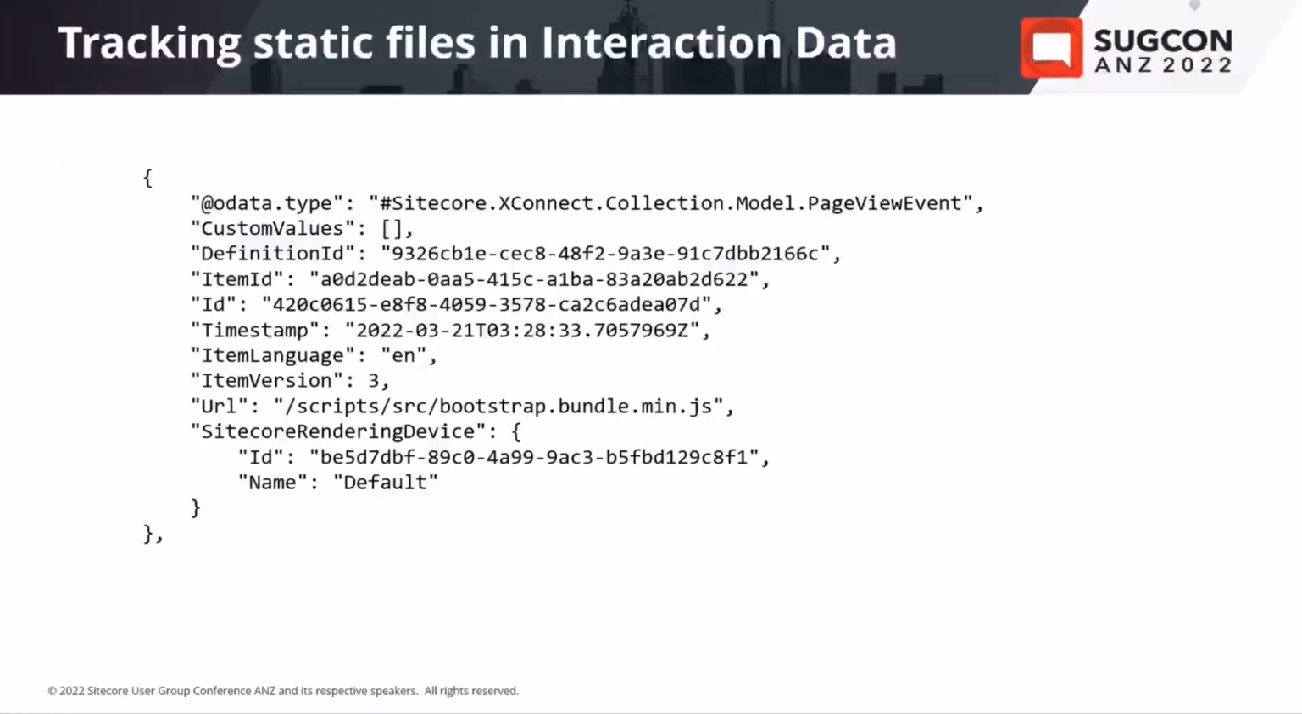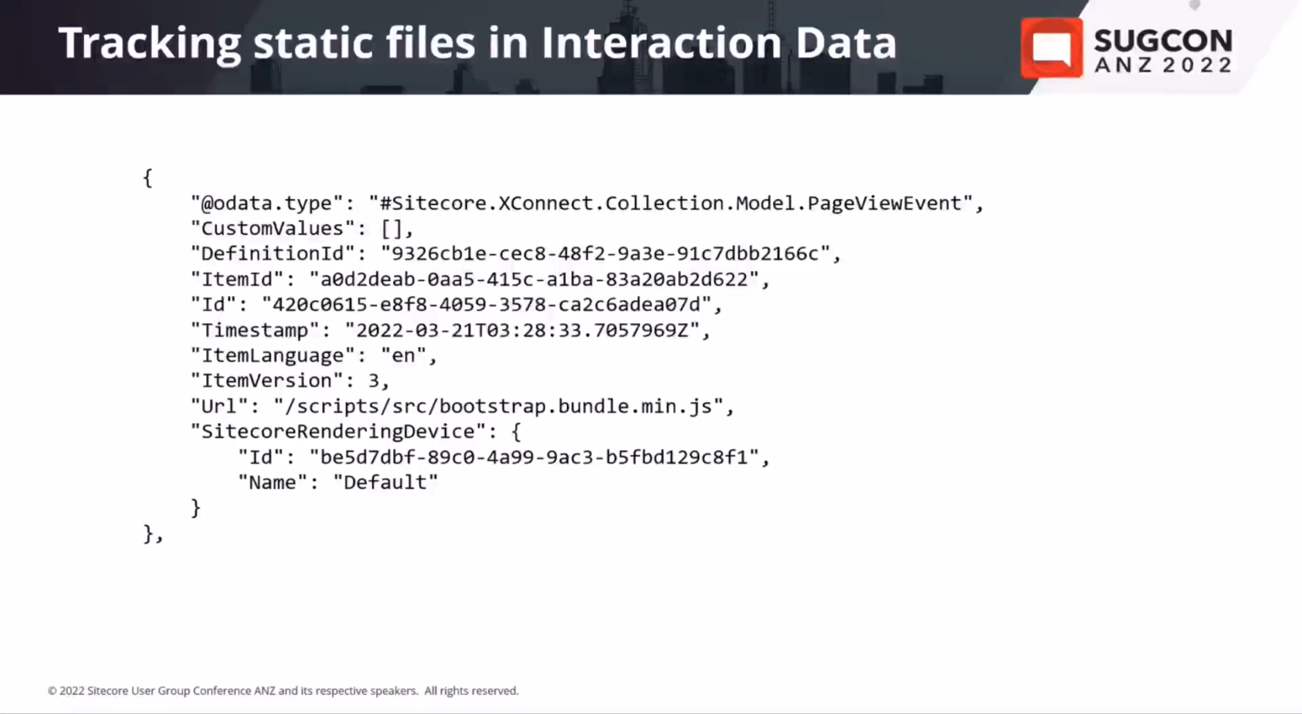So also just talking about the Xdb interaction data, here's another page event. Most page events like this are fine. That's what you need, except for this part here, the URL. You can see here that we were tracking the JavaScript file. Now this JavaScript file shouldn't even be there. What we would prefer is that this /scripts prefix is added into the ignore URL prefixes, which we will talk about in a little bit.